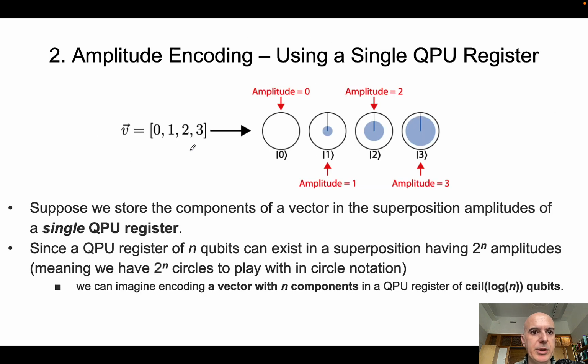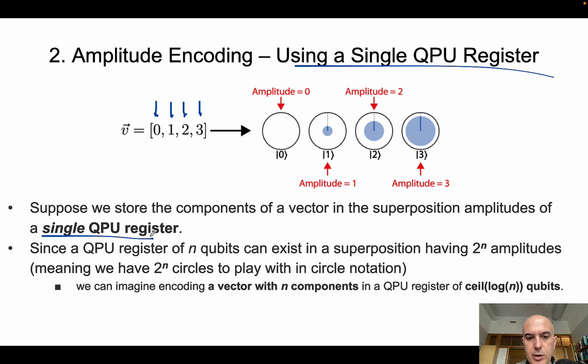To address this limitation, a second encoding called the amplitude encoding has been introduced. In this case, differently from the state encoding, we use one single QPU register, and we store the values of the array as the amplitudes of different quantum states. So suppose we store the components of a vector in the superposition amplitudes of a single QPU register. So in this case, we just use one single QPU register.